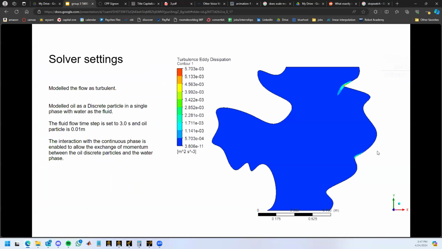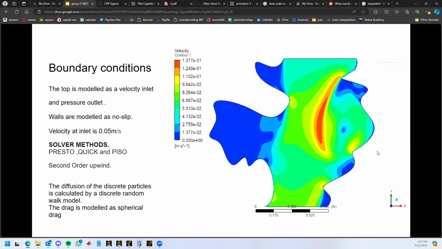So these were my results when I simulated the oil spill. I have the oil injected here at the inlet, and here I noticed that there's a little bit of turbulence happening at the inlet. I modeled the flow as a turbulent flow with oil as a discrete particle in a single phase with water as the main fluid. The simulation runs according to the fluid time step, which is 3 seconds. The boundary conditions were the same as previously, with the velocity at the inlet and the outlet.